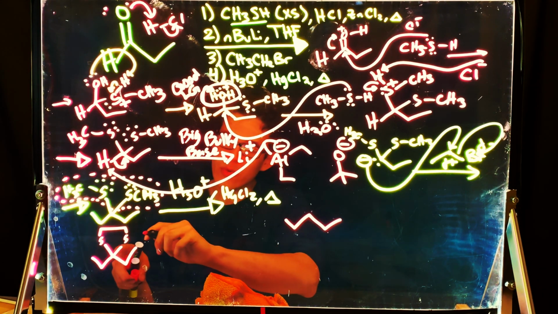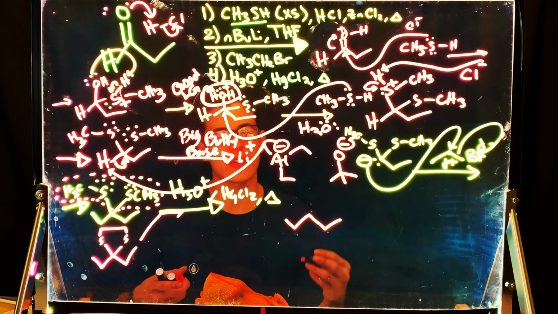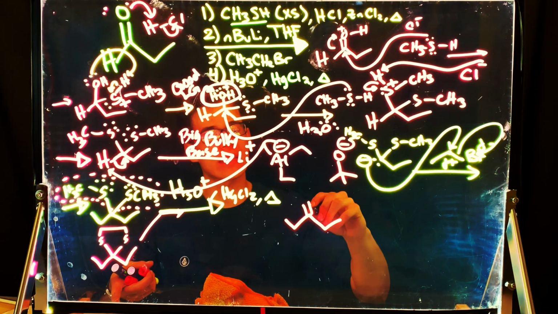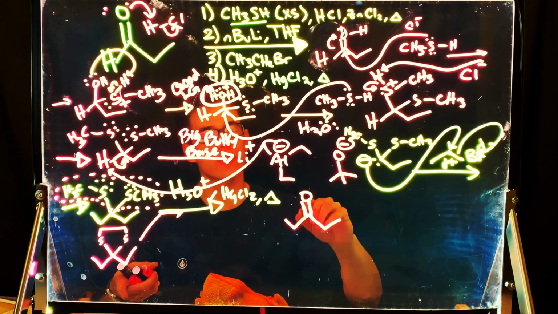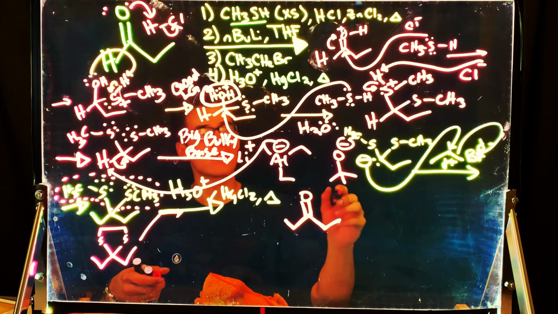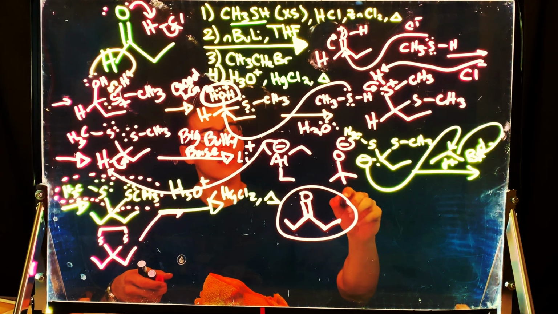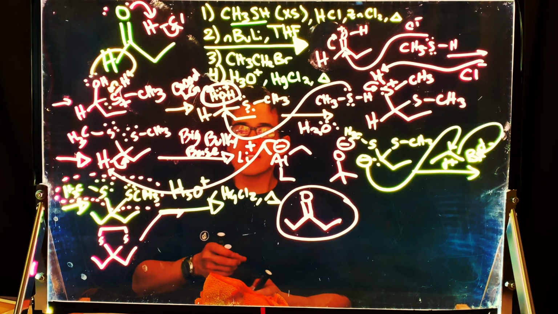Both of those we can react here with our H3O plus, our HgCl2, and our heat, and we can go ahead and get a carbonyl. Okay, so it gets rid of those protecting groups, and we get our carbonyl. And now this is our final product, okay?